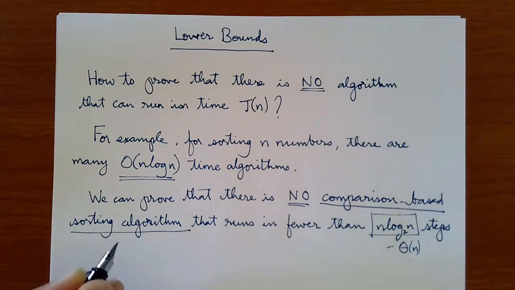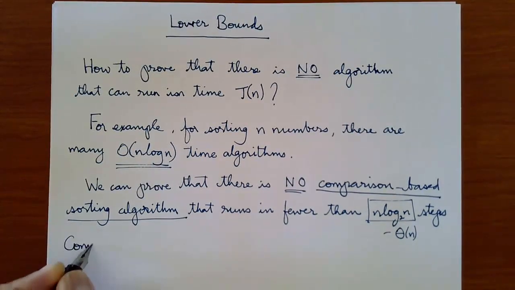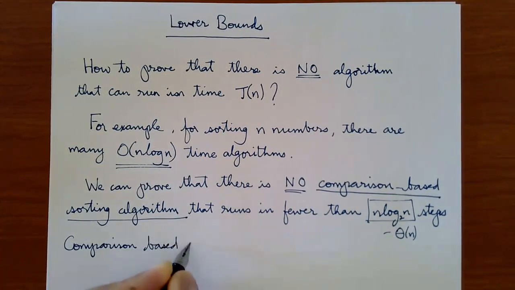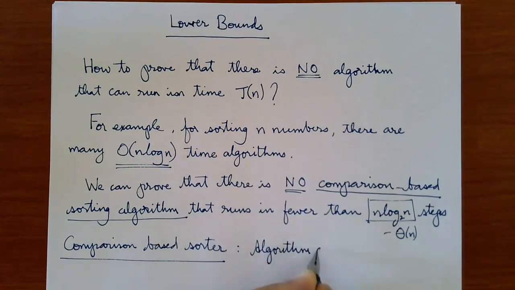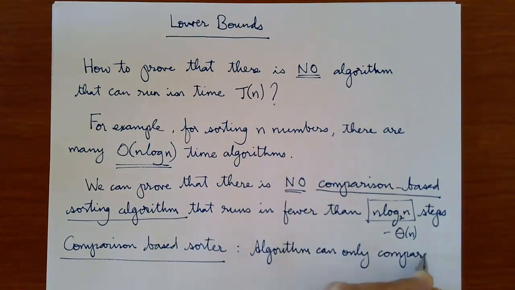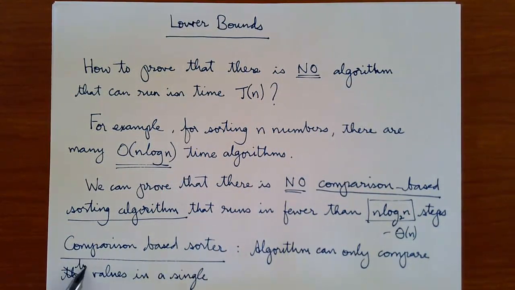So what is a comparison-based sorting algorithm? A comparison-based sorter means the algorithm can only compare the values, let's say two values, in a single operation.